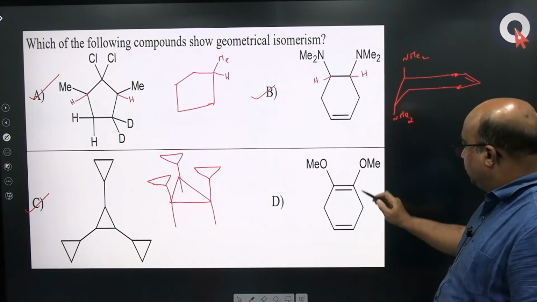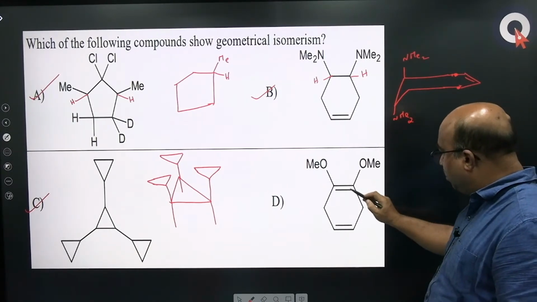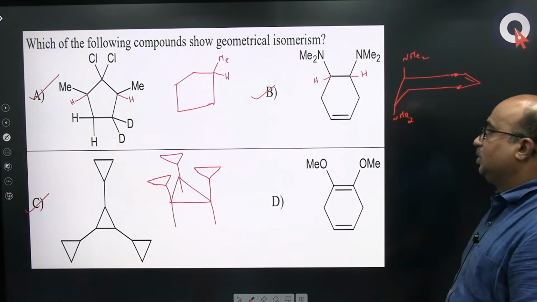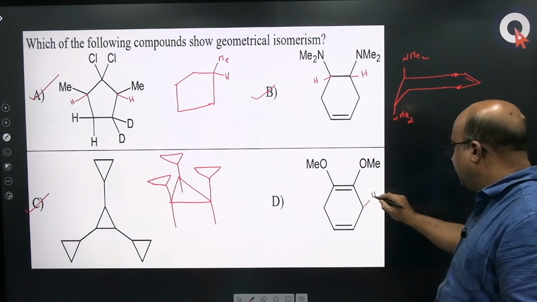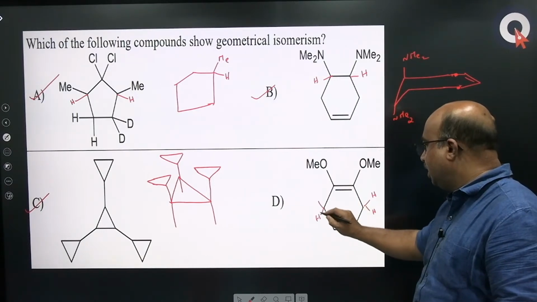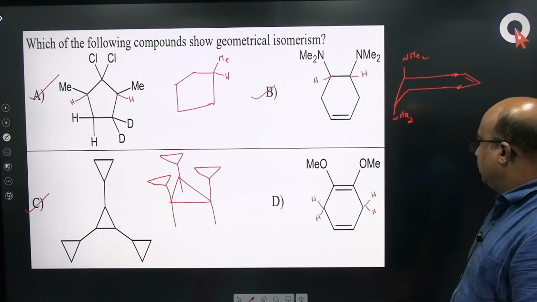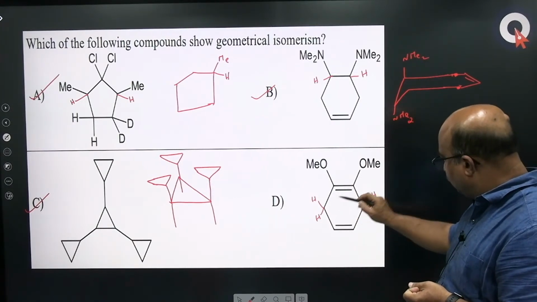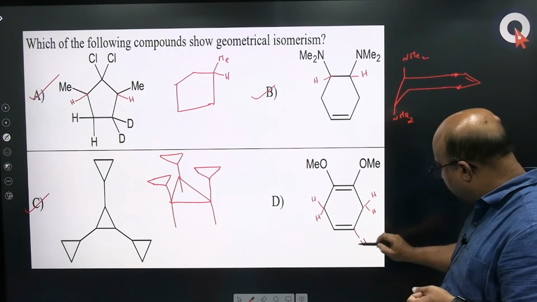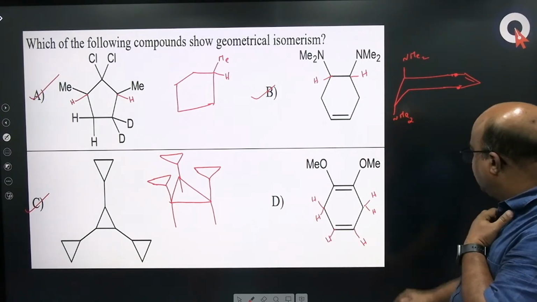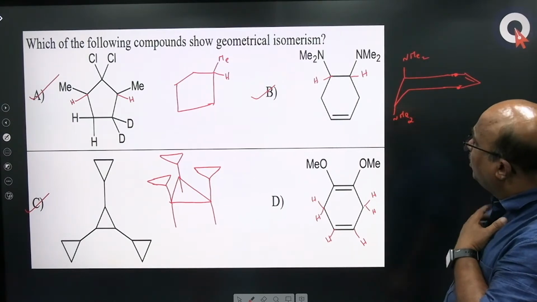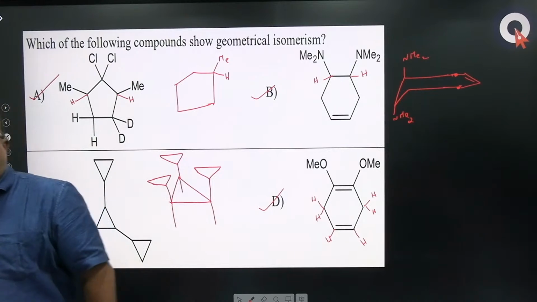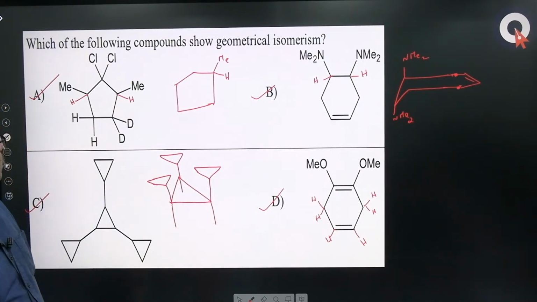But for this compound, at this carbon we have only OMe, because already 3 bonds are there. This is a double bonded system. This is also having OMe. This group is same, this group is same completely. Clear? So at this carbon we have hydrogen and hydrogen only. At this carbon also we have hydrogen and hydrogen only. Clear? So this compound, this is CH2, this is CH2, and this carbon has hydrogen. So geometrical isomerism it cannot show. Clear? So coming to the next.